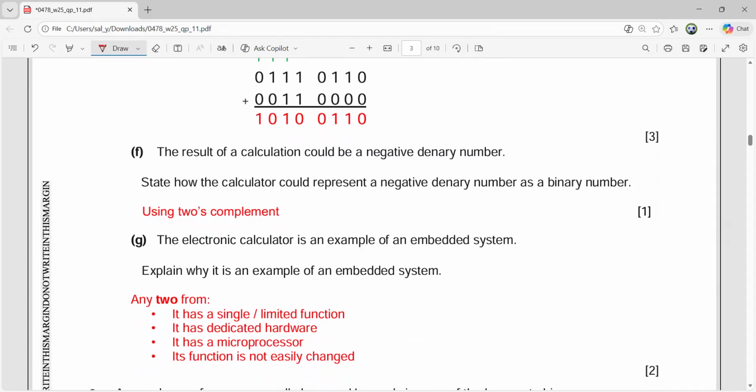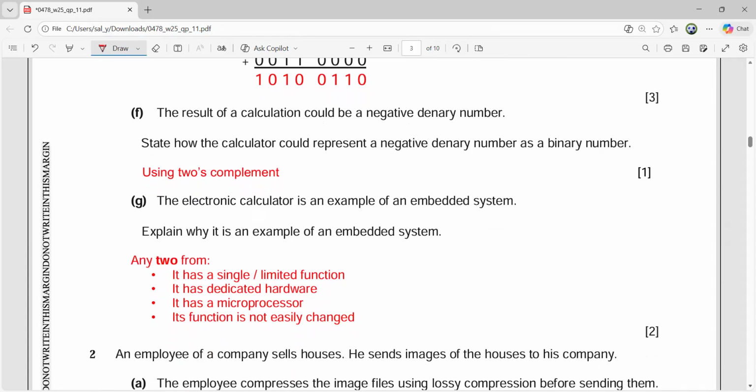The electronic calculator is an example of an embedded system. Explain why it is an embedded system. So it's a 2-mark question, and if a student has written any 2 points from the given, he will be able to score 2 out of 2. It has a single or limited function. It has dedicated hardware. It has a microprocessor. Its function is not easily changed.